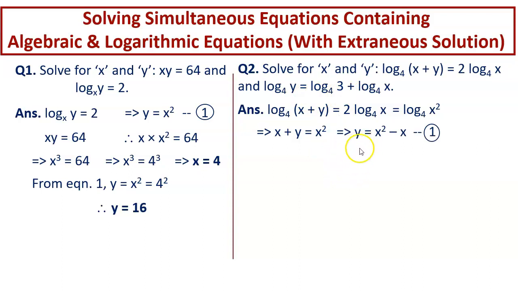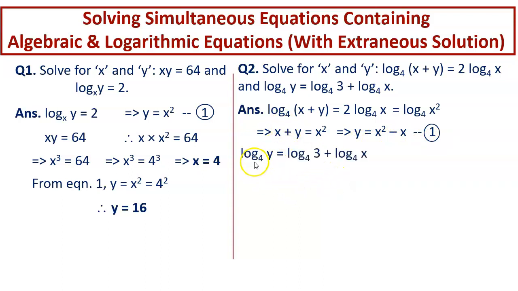So it is totally up to you. When your concept is clear, you are free to do anything as far as your working is correct, and you get to find the numerical values. You are free to use any method of your choice. So for this I'm writing y equals x squared minus x. This is my equation number 1.